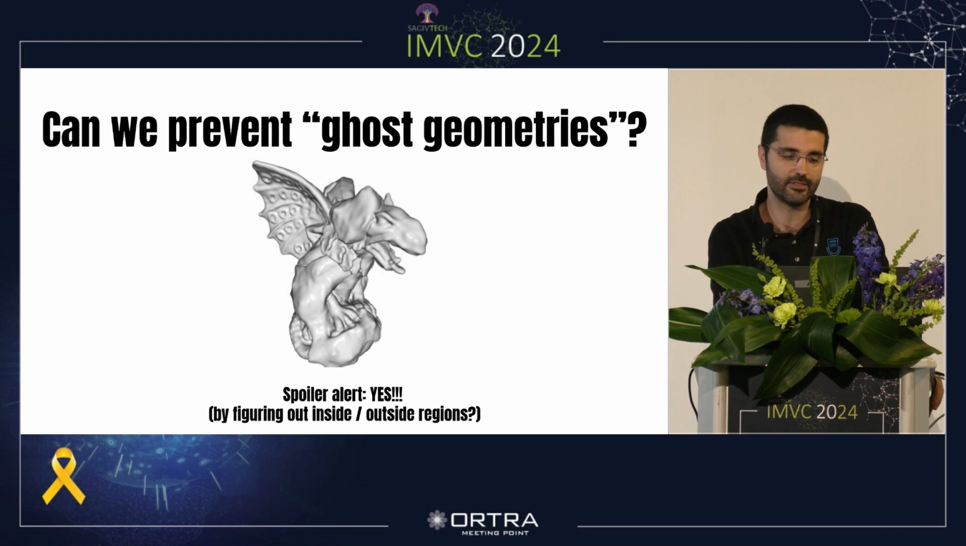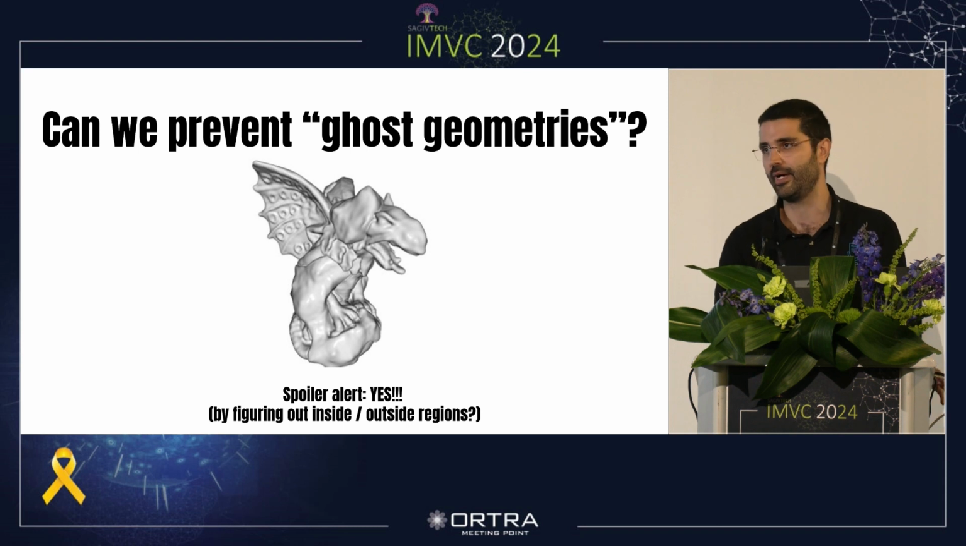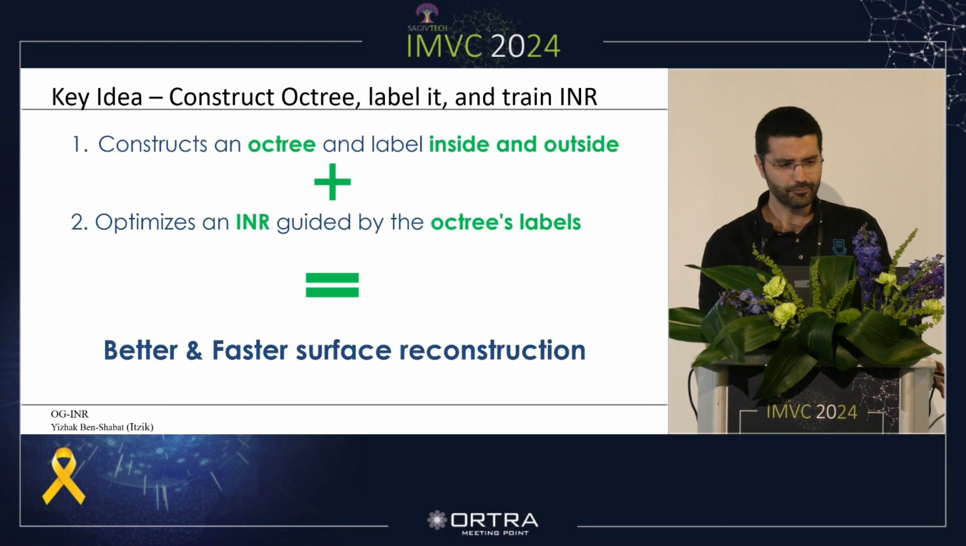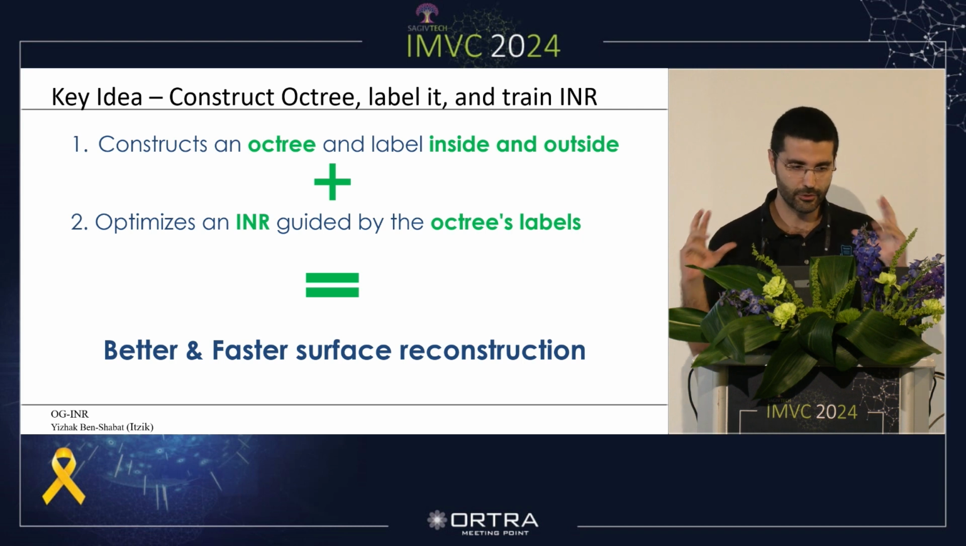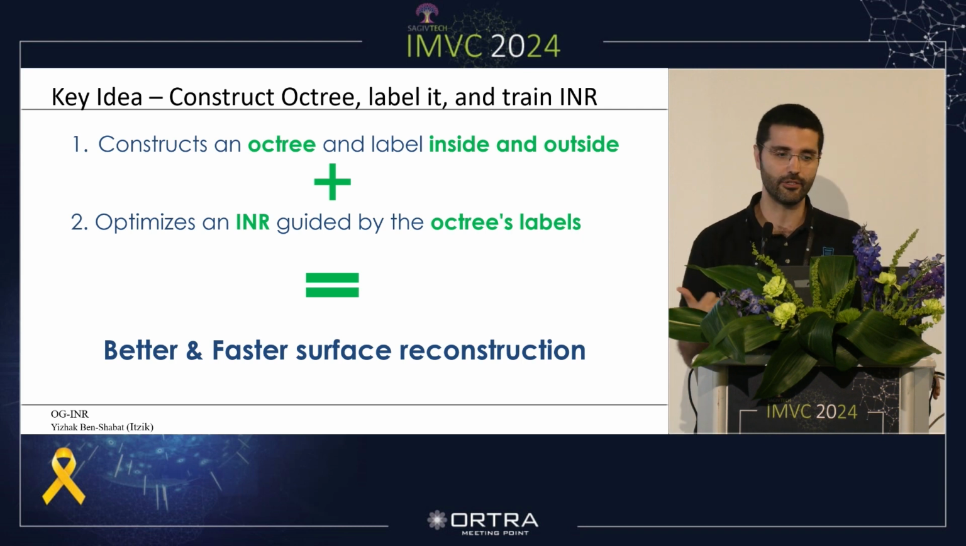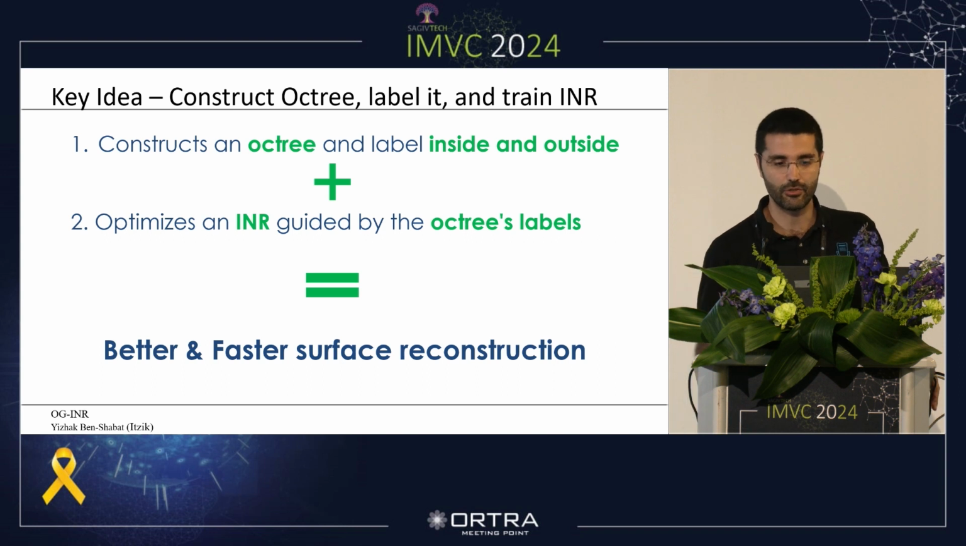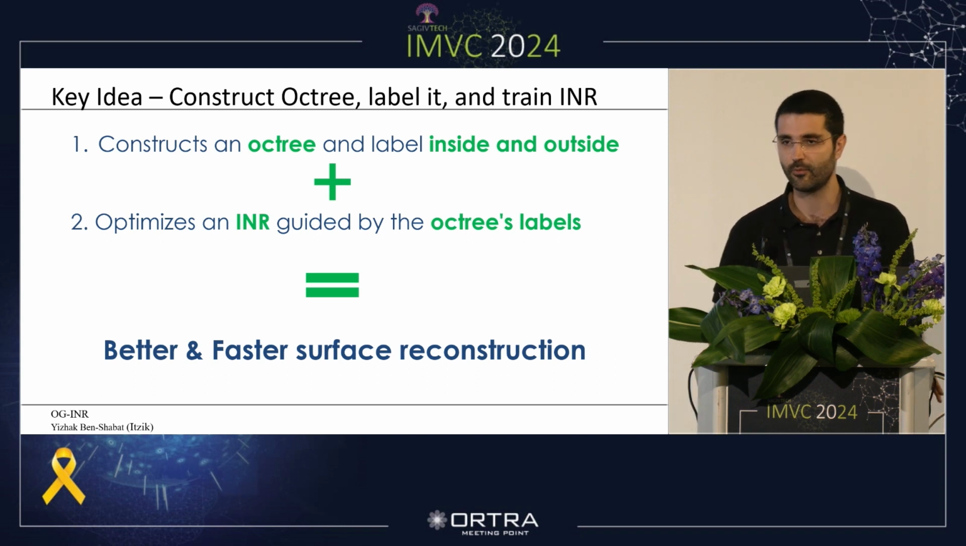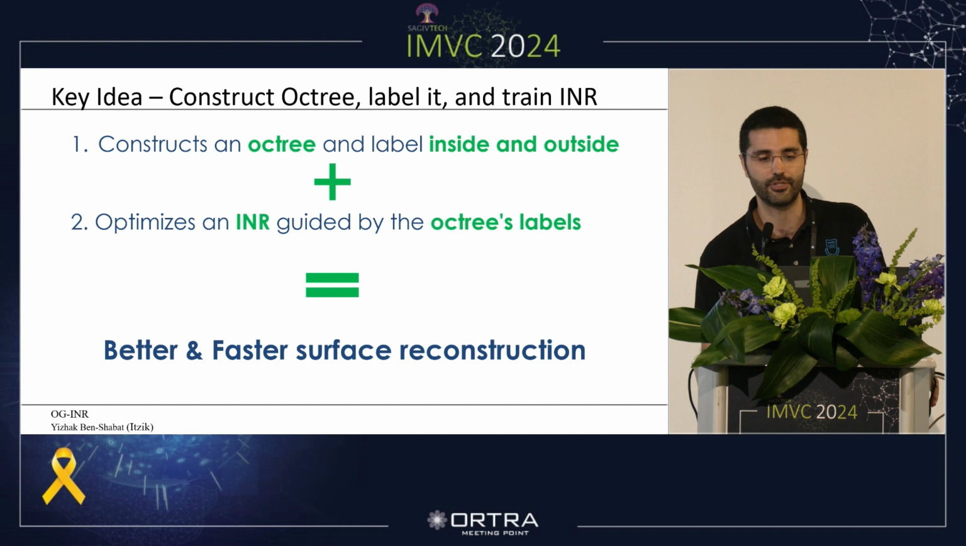The way we did it here is by figuring out what the inside and outside regions are before optimizing the INR. The key idea of this method is the following two steps. We construct an octree, which is why it's called octree-guided. We first construct an octree from the input point cloud, and then we do a labeling process where we label each node in the tree as inside or outside.